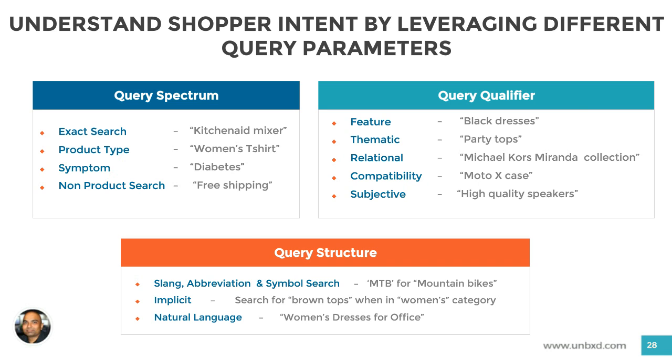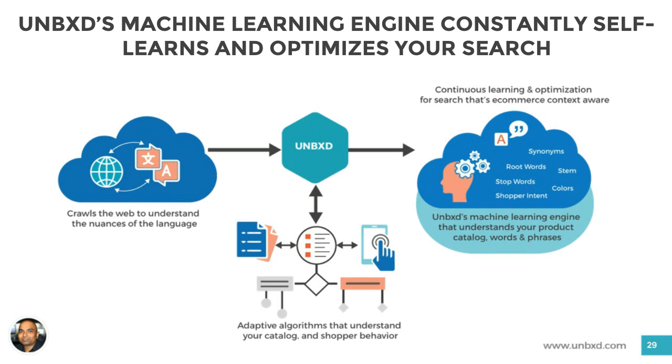At Unbxd, we strive to deliver context-aware e-commerce search, which means that our machine learning engine is constantly learning and optimizing search on your site to make it more relevant. We utilize the power of multiple machine learning algorithms to crawl the web and draw insights from a global catalog for specific verticals. This helps our algorithms adapt to the nuances of the language for your specific industry, decipher the search intent of the queries better, and deliver relevant results.